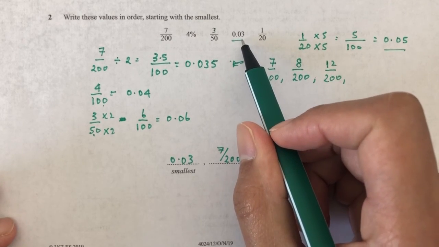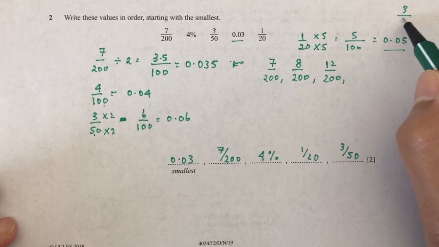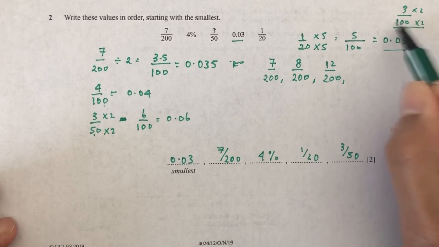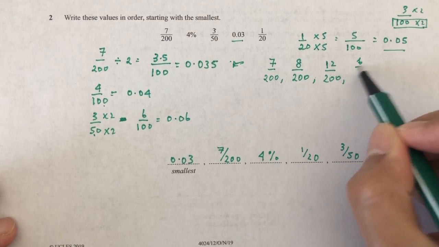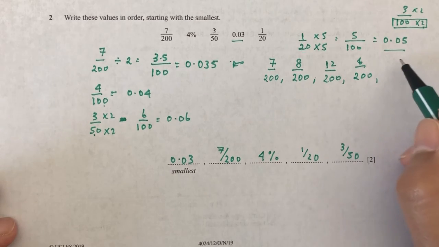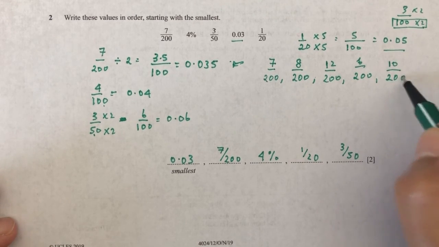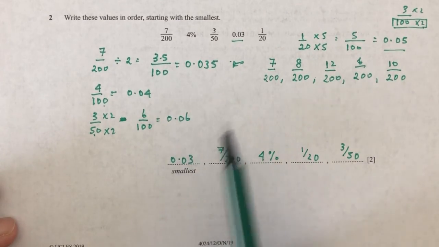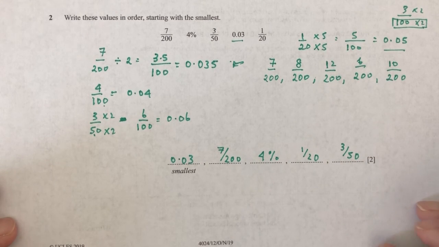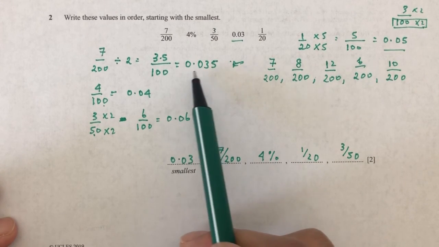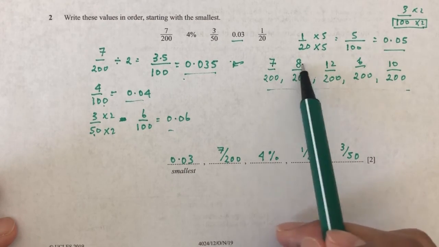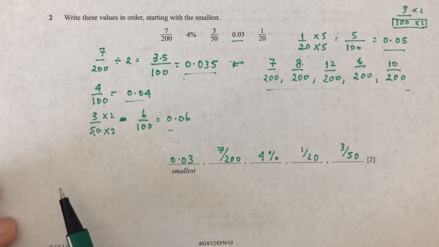0.03 is actually 3 over 100. So we have to times 2 because we need 200 in the base. That will be 6 over 200. And the last one is 1 over 20. We need to times 10. So it will be 10 over 200. So that will be the other method we can use to order these numbers from smallest to largest. So one method is to convert everything to decimals, and the other is to convert to fractions and compare the numerators to find which one is the smallest. Okay, this one is pretty easy.